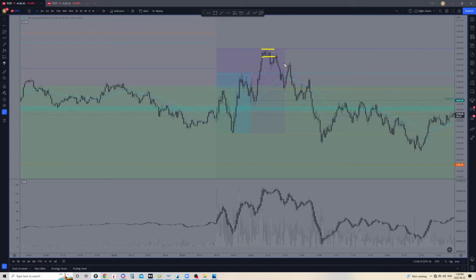Now, me personally, I'm not looking to get 2-to-1 out of a trade, 1-to-1, 3-to-1. I'm looking to get like 5, 6, 7, 8, 9, 10-to-1 on a trade. This is what we're looking to make on a given trade.